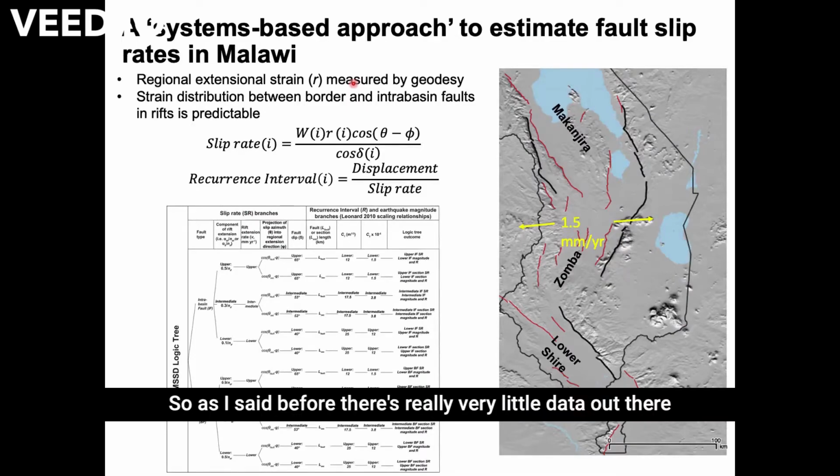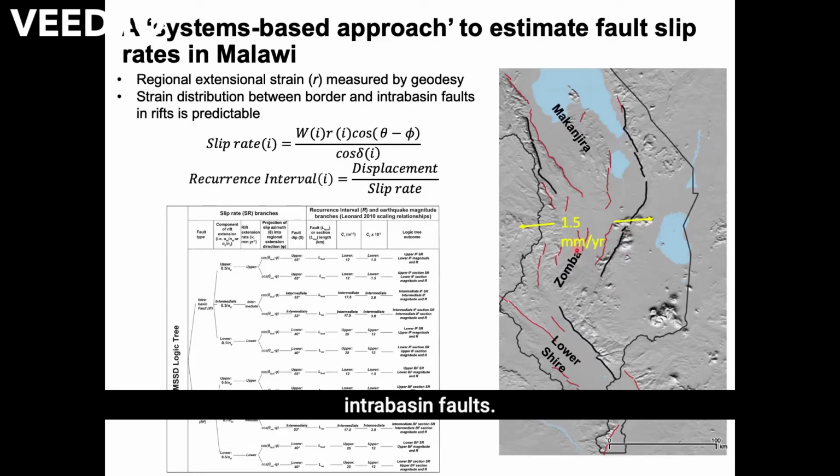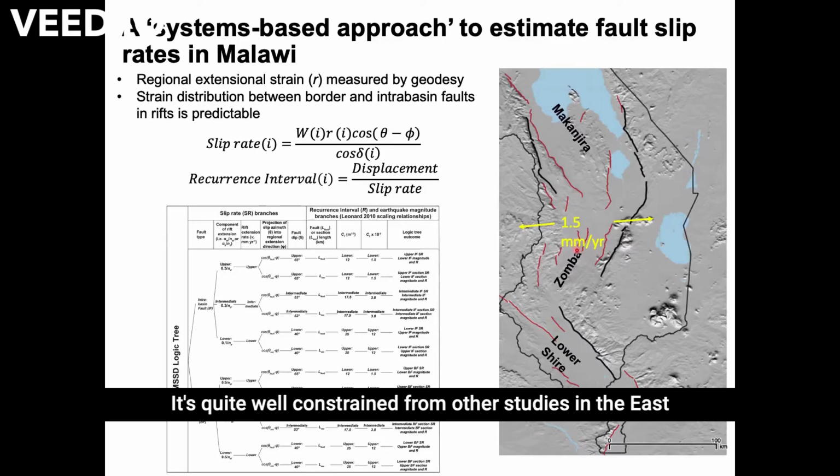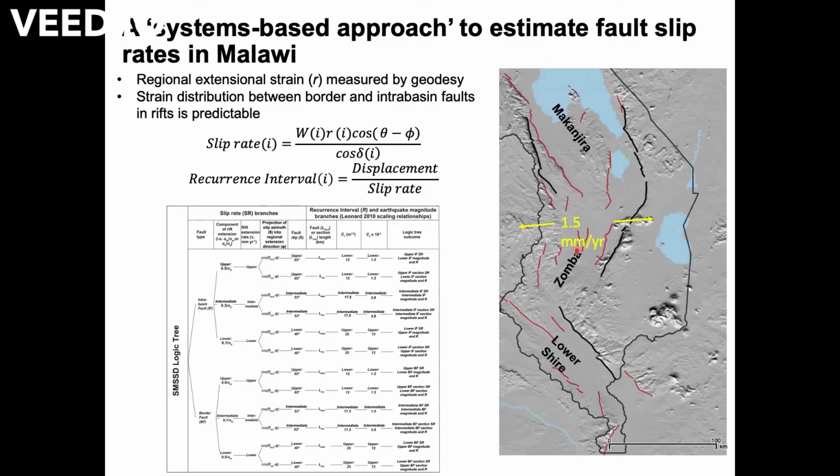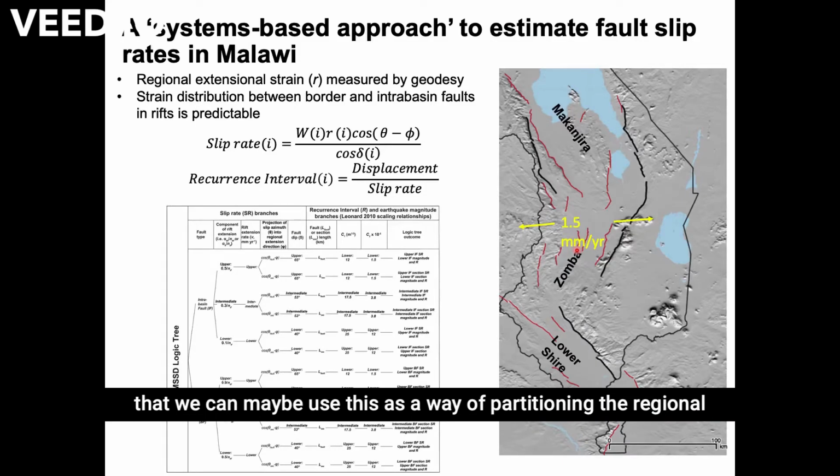As I said before, there's very little data out there in terms of the slip rates or recurrence intervals of these faults. So we've taken a slightly different approach in Malawi, where, because it's an amagmatic continental rift, the distribution of strain between the rift's bounding faults and the intrabasin faults is quite well constrained from other studies in the East African Rift. We can maybe use this as a way of partitioning the regional extensional strain that's measured in the rift from geodesy to get an idea of the slip rates.